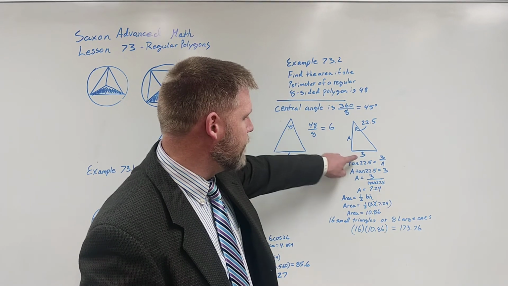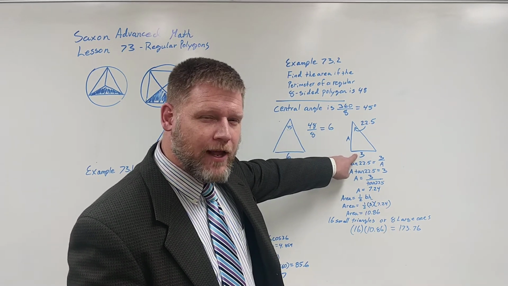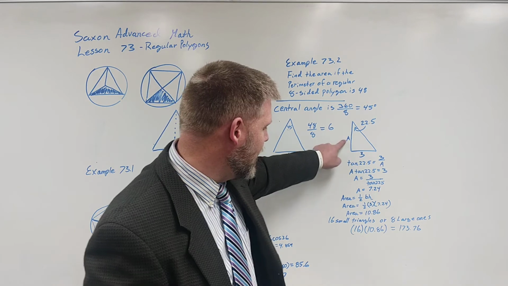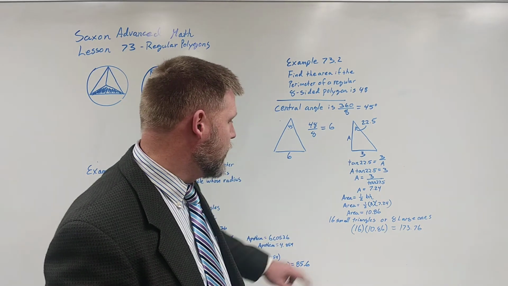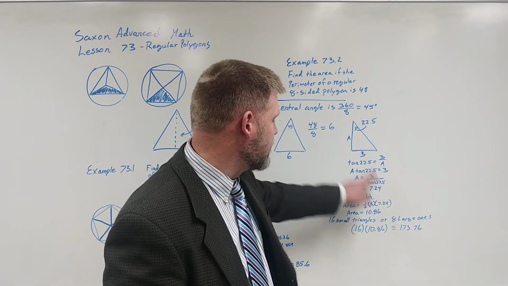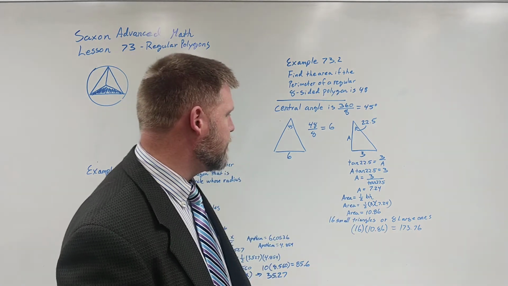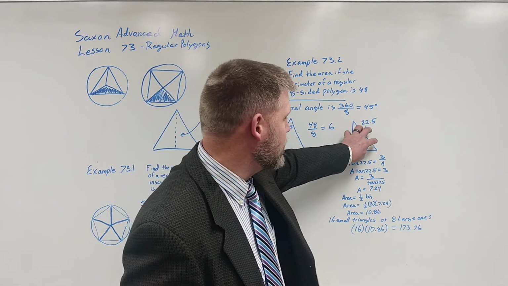Well, if I know the apothem and I know the base, I can find out the area. 1/2 base times height, right? Or 1/2 base times the apothem. So 3 times 1/2 times 7.24 gives me an area of 10.86. That's the area of the small one.